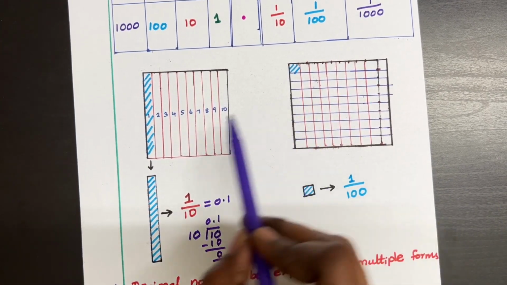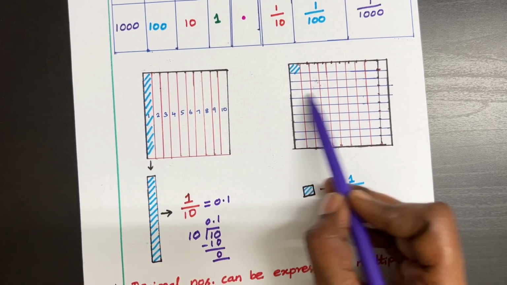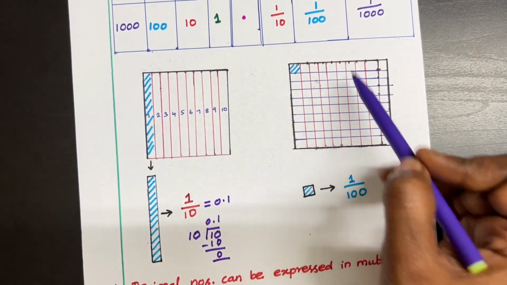Now see here, the same plank I made into 100 pieces. See here, 10 by 10.